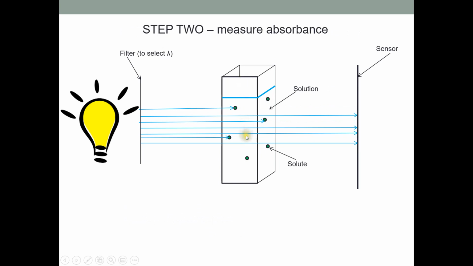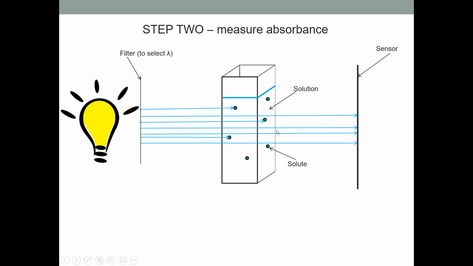Now you have your base solution, but now you have your solute of interest in here. And you'll see not every photon gets through that solution. Some of those photons are being absorbed by your solute. So fewer photons strike the sensor over here on the right. That means you've increased the absorbance above your blank solution.